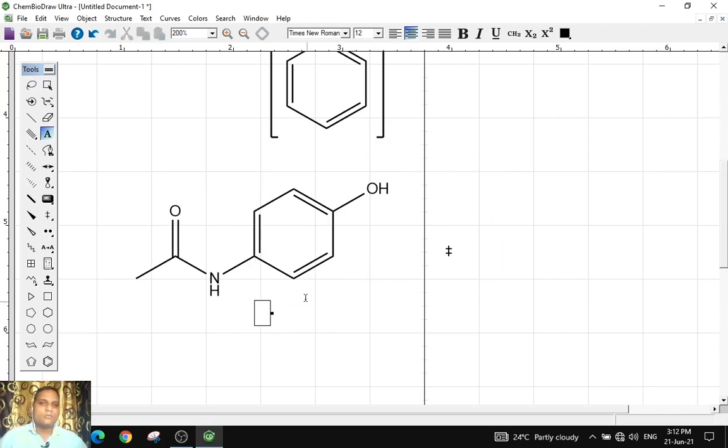So this is paracetamol, and if you want to show the lone pair on the oxygen atom, simply by clicking on this lone pair tool, you can go there and show it directly like this one.